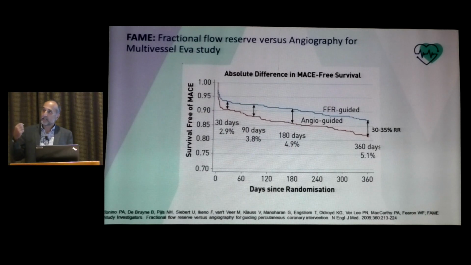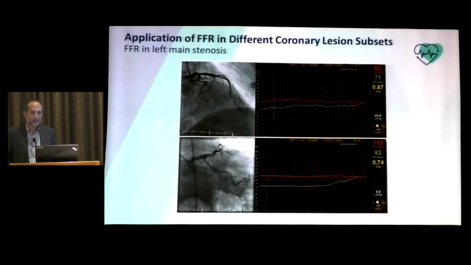So again, in patients who have intermediate lesions where you're not sure about the hemodynamic significance of a lesion, if you do an FFR on these patients and you follow these patients, patients who had FFR-guided PCI did much better than those who had angiographically guided PCI, with an absolute difference of 5.1 at 360 days in terms of survival free from MACE, which relates to about 30-35% relative risk reduction in MACE.